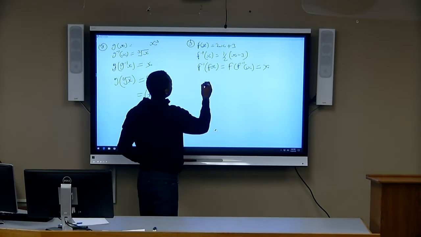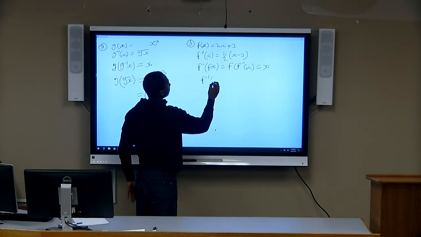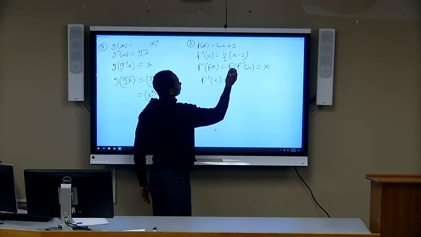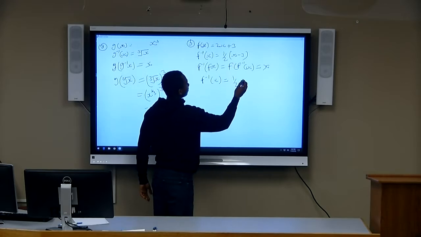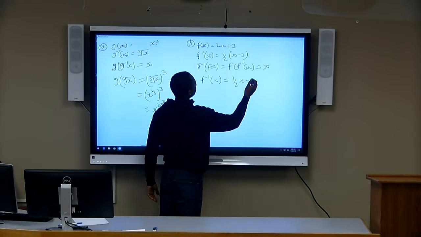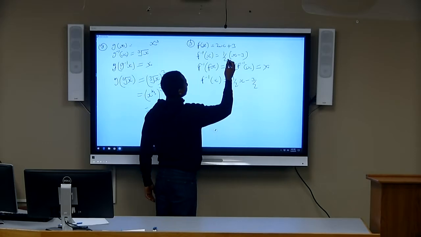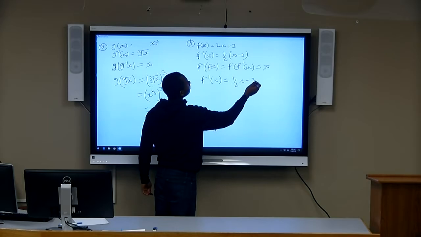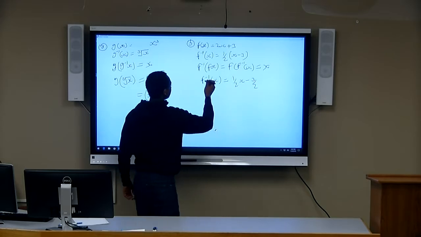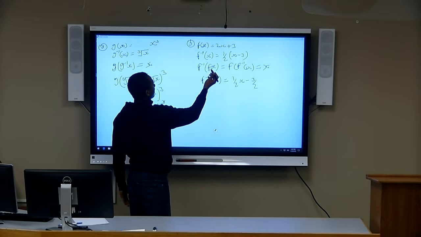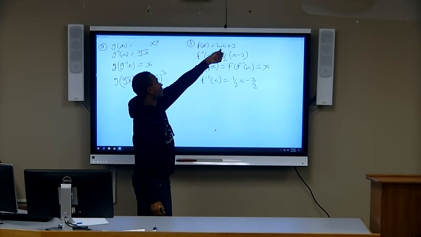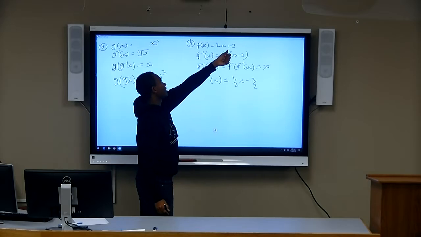If we write out f inverse of x and multiply this thing out, it's going to be 1 over 2x minus 3 over 2. This times this, and this times this. So this is our f inverse of x. Now we're going to put f of x inside f inverse of x. This is our f of x right here, that is 2x plus 3.